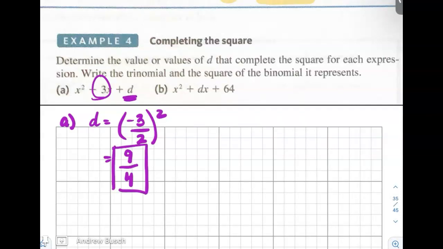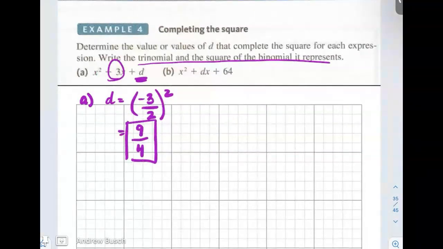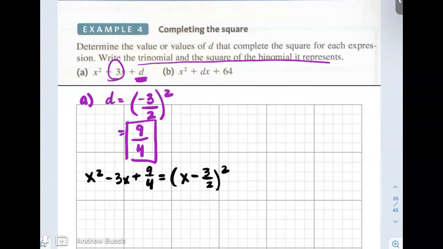It says then write the trinomial as the square of the binomial it represents. So they want us to write x squared minus 3x and then that perfect constant, 9/4. And then when we factor it, that would be (x minus 3/2) squared. You can either factor it like we did in the other example, or the fastest way is to take whatever number you squared, that is the perfect number that's going to go into the factor.